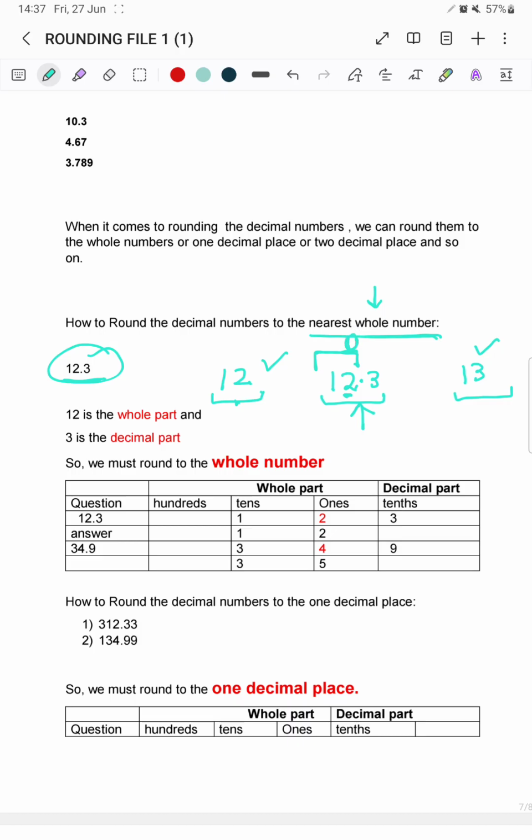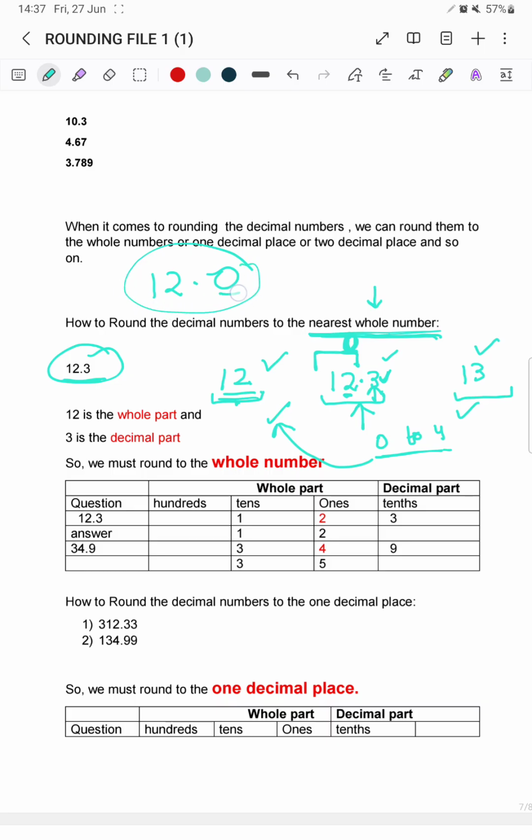So we follow the same rule as we follow to round normal whole numbers. I have to round it to the whole number, so the whole number's last digit here is ones. The immediate next digit will decide whether 12.3 will round to 12 or 13. Because this is 3, it lies in the range from 0 to 4, and whenever the digit lies between 0 and 4, it always goes to the lower number, so it will round to 12. Make sure you don't write the answer as 12.0, because we have to round to the nearest whole number, not a decimal number.